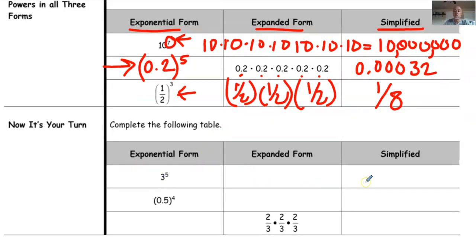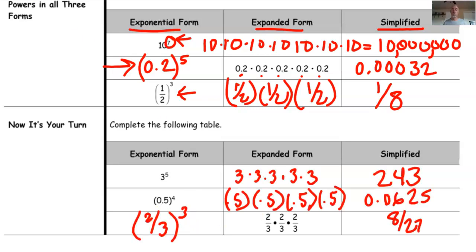Try to fill in each of these boxes to write out the expanded form, the simplified form, and the exponential form. Alright, here are the answers to that. Those should have already popped up when you answered.